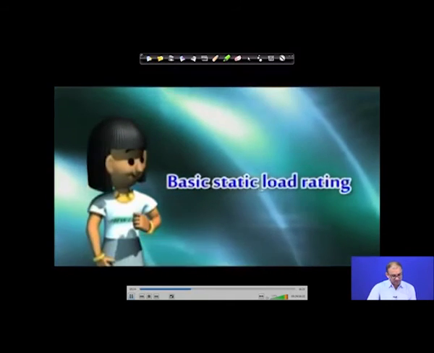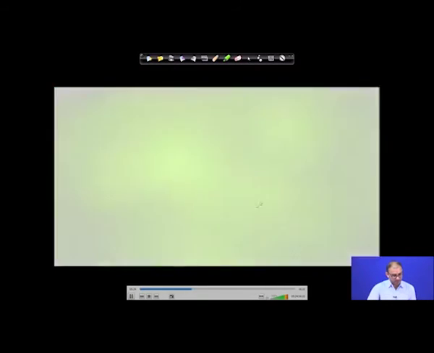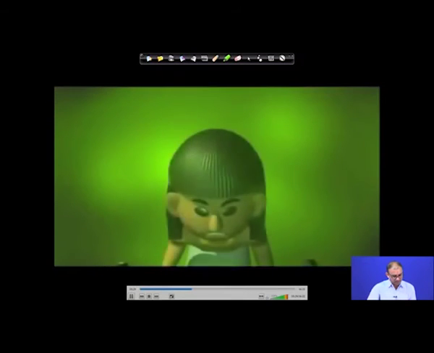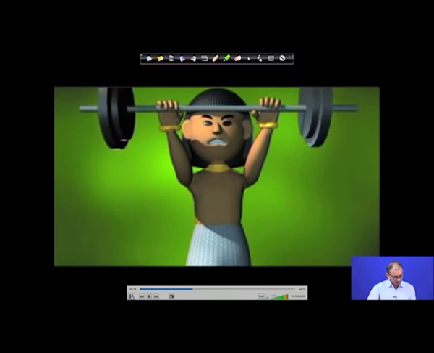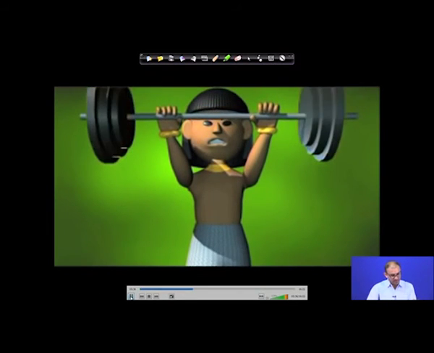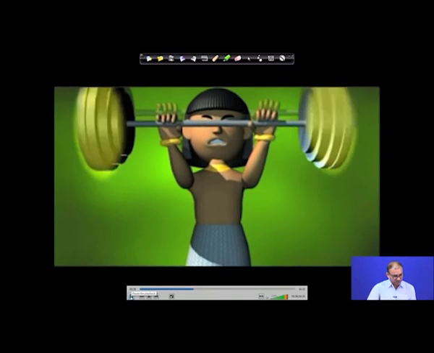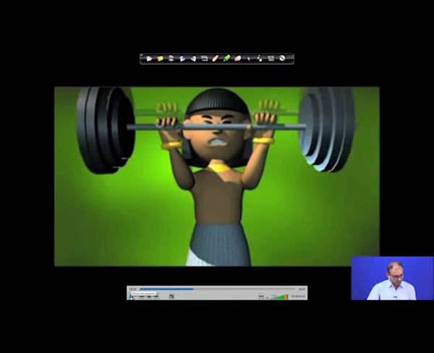So, the first thing is the basic static load rating. What is basic static load carrying? Suppose a liftman is lifting one particular load; this is the initial position. Now if you are adding more and more load on this, what is going to happen? Your hand will be going down and down. So, this is the next position when you are adding more and more weight.